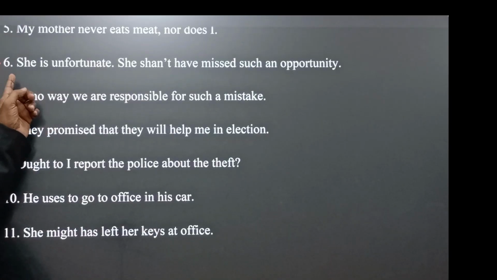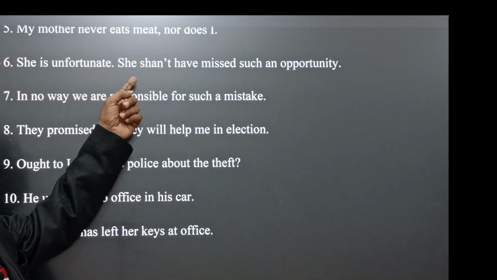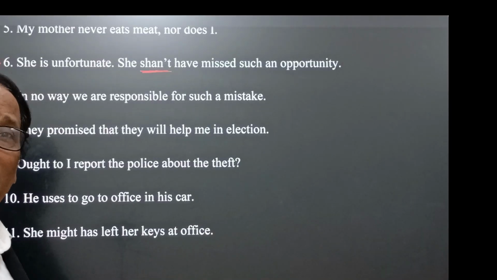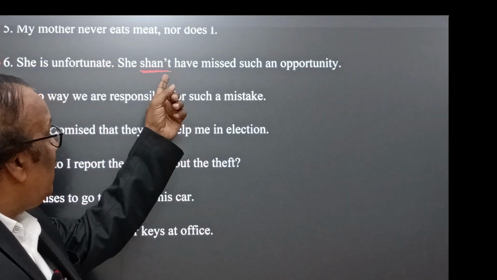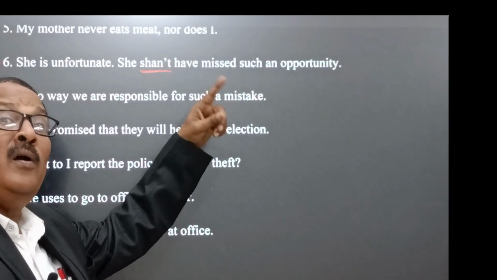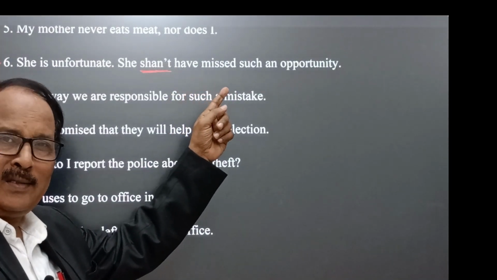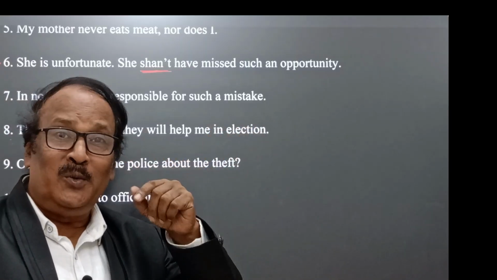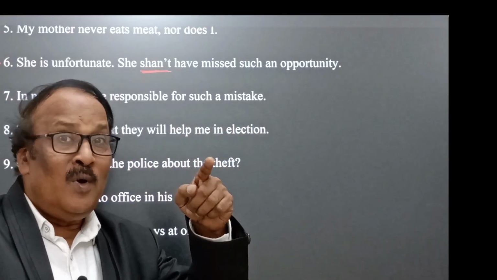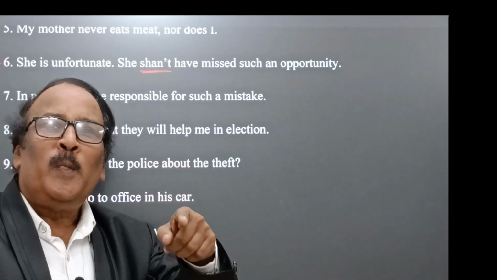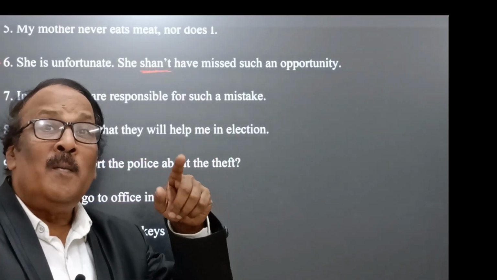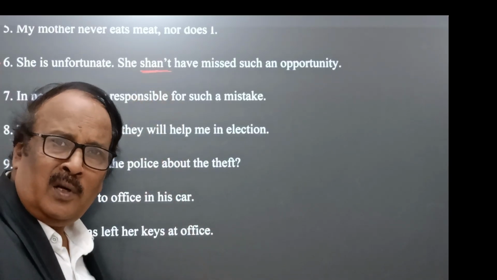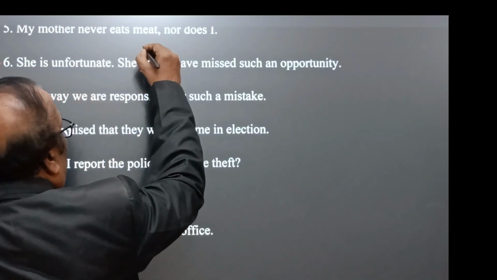Come to question number 6. She is unfortunate. She shan't have missed such an opportunity. The error is here shan't, because here the speaker regrets her past unfulfilled action. In order to express past unfulfilled action, we have to use should or would or could or might or must plus have plus past participle. Therefore, shan't is the wrong answer, and the right answer is shouldn't.